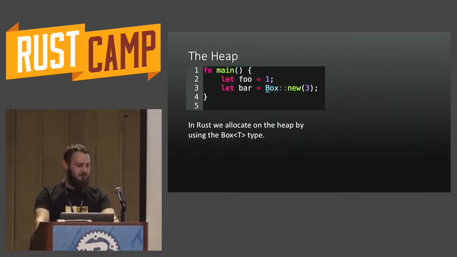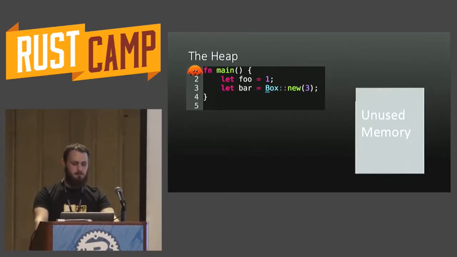So back to a super simple thing. In Rust, we allocate on the heap by using the Box type. And you literally say Box::new, and then throw in the value. So we've got all this unused memory, nice blank canvas.